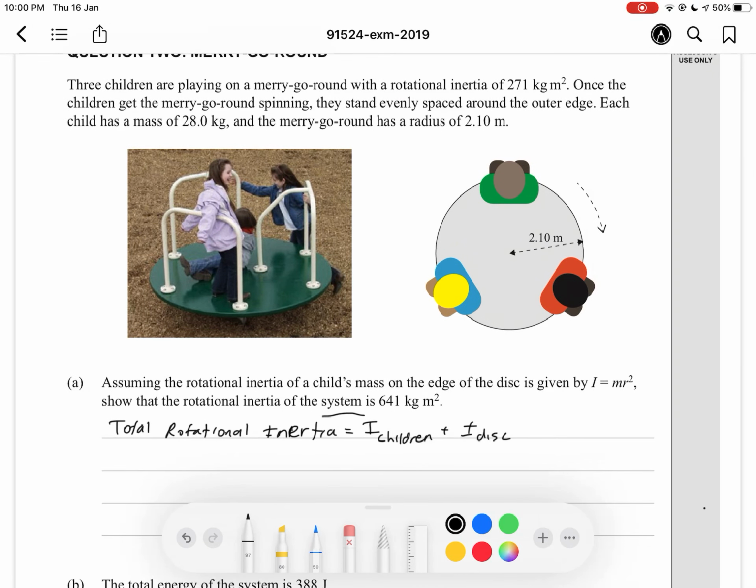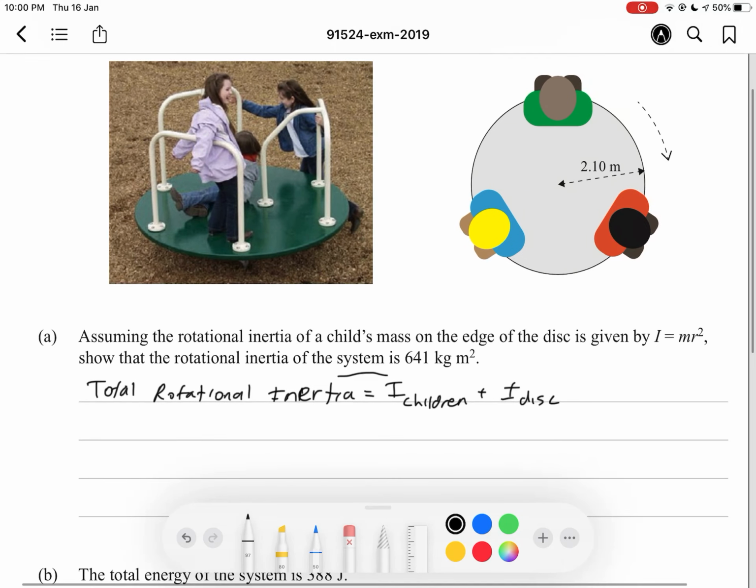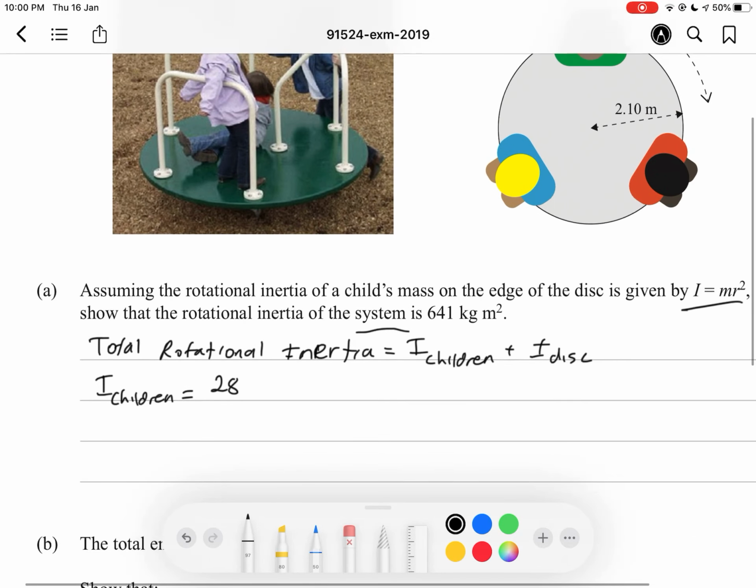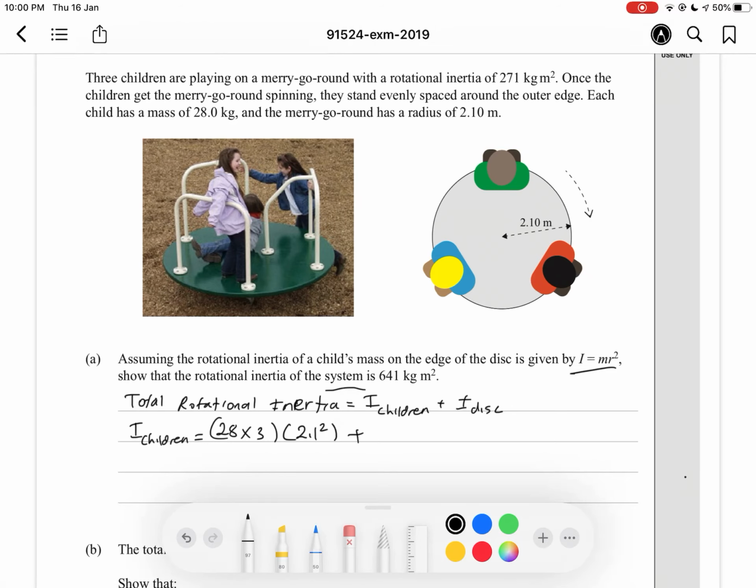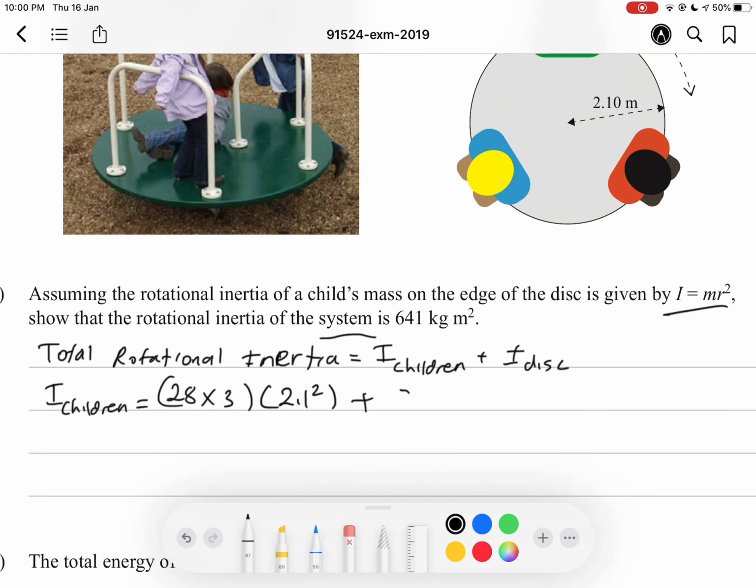Alright, so we're told that the rotational inertia of the merry-go-round is 271, and we also know that the children's rotational inertia can be calculated using I equals mr squared. So the inertia of the children is equal to the total mass of the 3 children, which is 28 times 3, multiplied by the radius squared, which is 2.1 squared. And then we're going to add that on to the rotational inertia of the disc, which is given in the question as 271 kilogram meters squared.